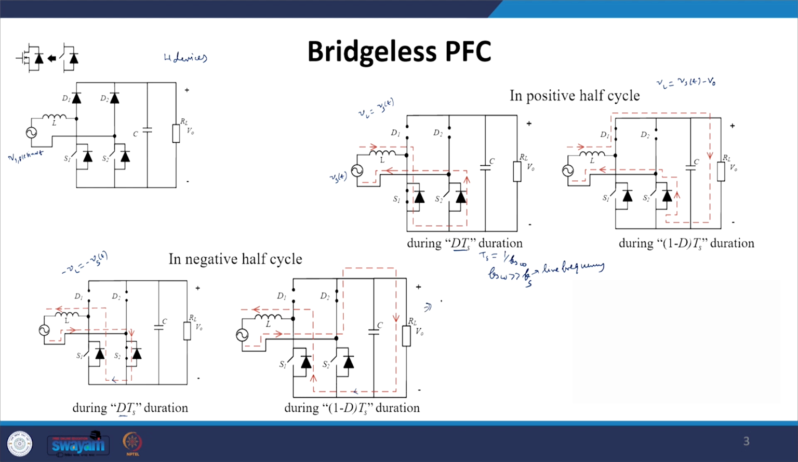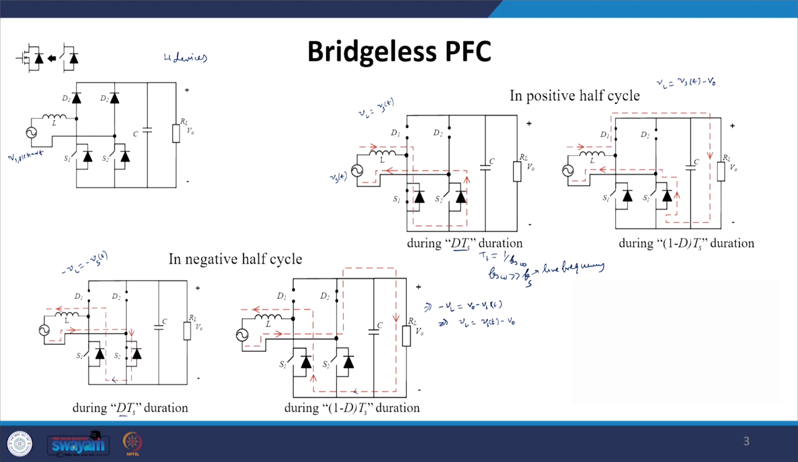So here, if we do the KVL, again the current is in the opposite direction, so the polarity of the voltage across the inductor will be in the reverse direction. So what we will get is minus VL equals V naught minus Vs of t, or we can then write VL equals Vs minus V naught.